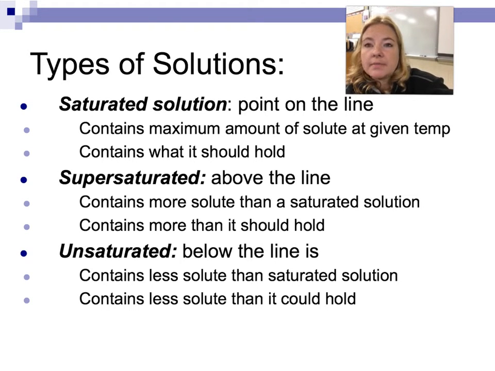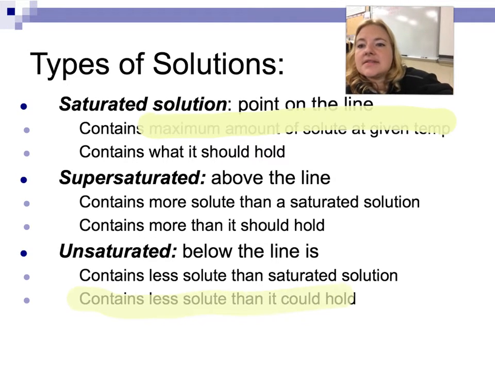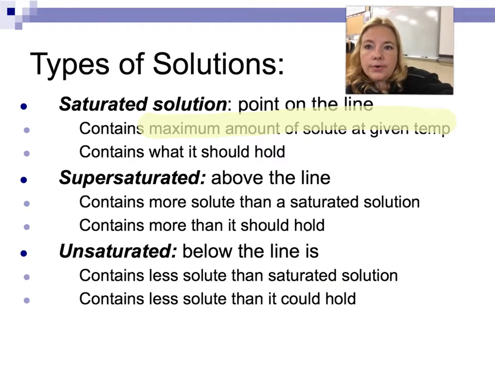Saturated means that it is holding exactly the amount that it can, the maximum that it can at that particular temperature. Supersaturated means that it's actually containing more than it should hold, and it's what we use in order to create things like rock candy. And unsaturated means that it's containing less than the solute could hold at that particular temperature.